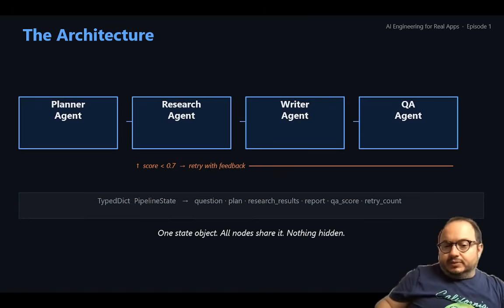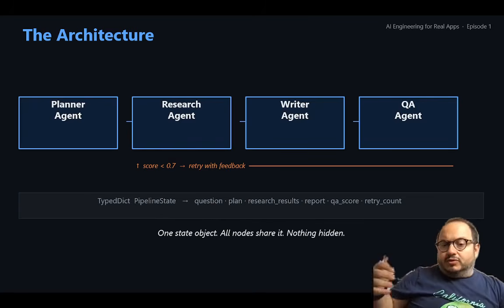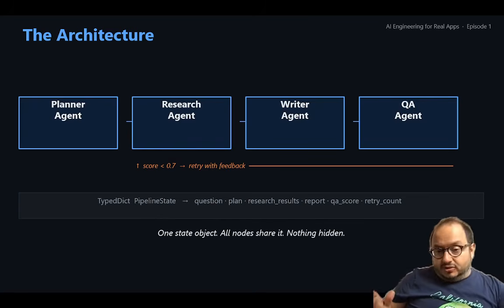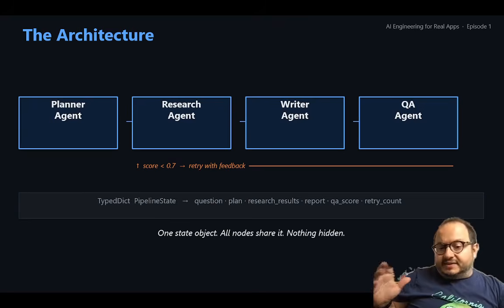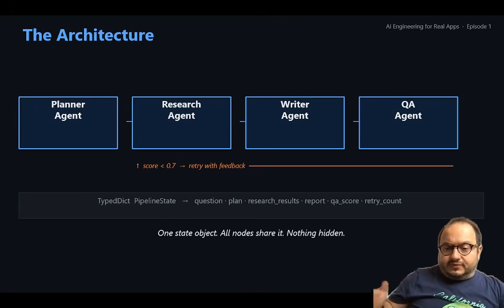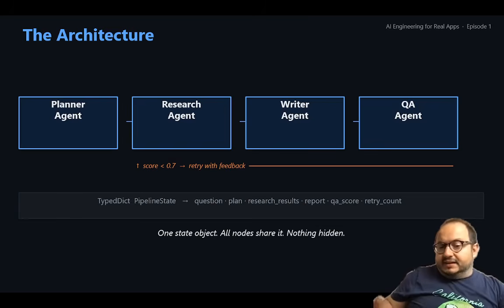That retry loop is the key production pattern. It is what separates a pipeline that occasionally produces bad output from one that has built-in correction mechanisms. One more thing. All of this state, the original question, the plan, the results, the report, the QA score, and the retry count lives in a single typed state object that every node reads from and writes to. There is no global state. There is no passing objects through function arguments. Just one shared state that the graph manages.